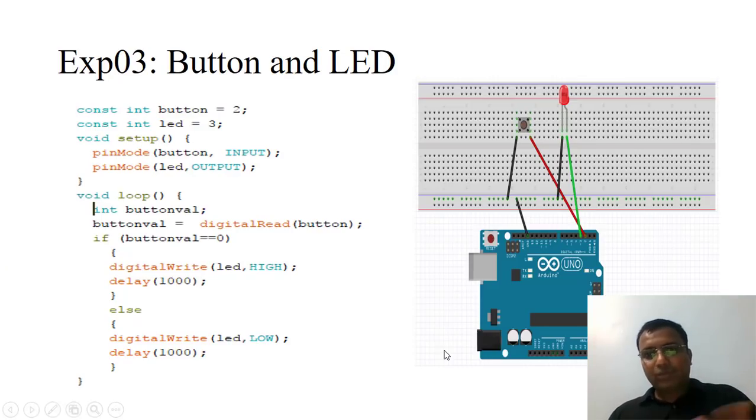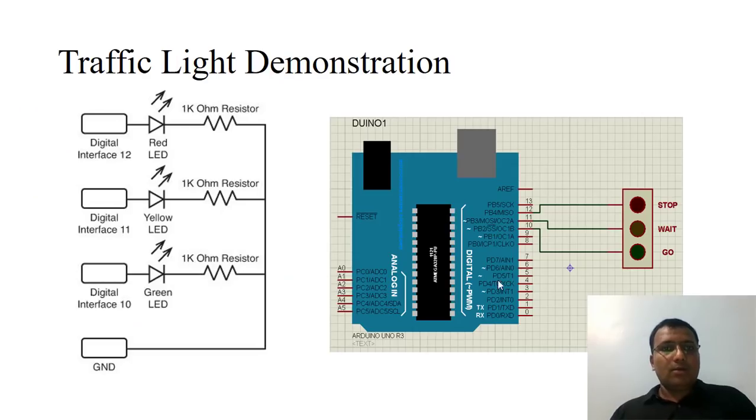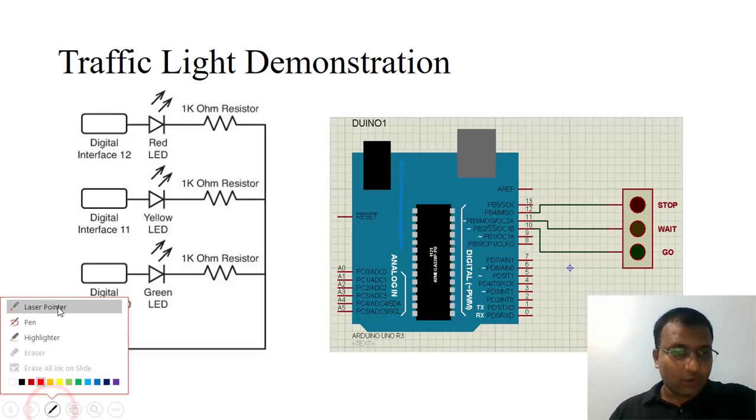On the actual hardware also it will work the same as I have explained with the simulation. So we'll go forward. We'll have some project examples. Here we'll do a traffic light demonstration with the Arduino Uno. I will explain the circuit first before starting with the demonstration and program.